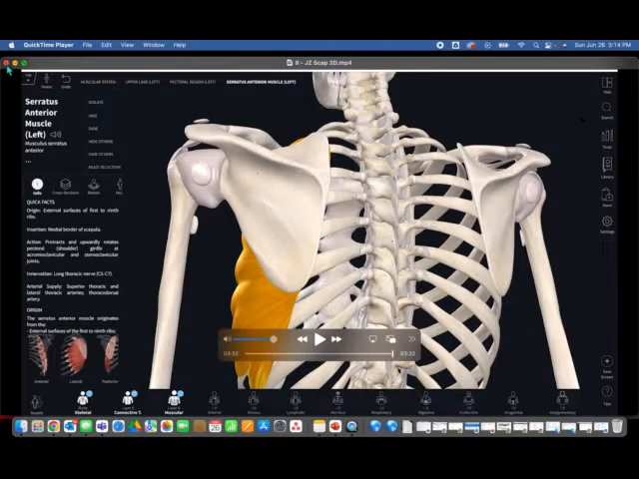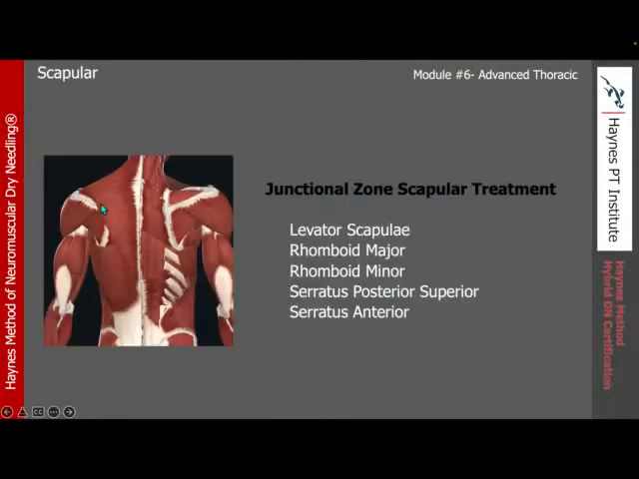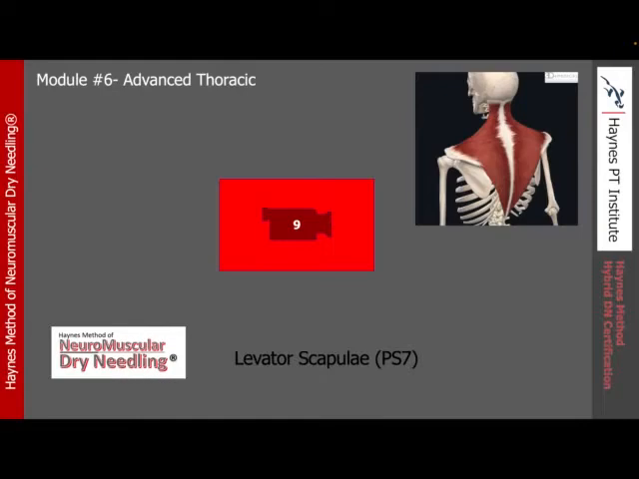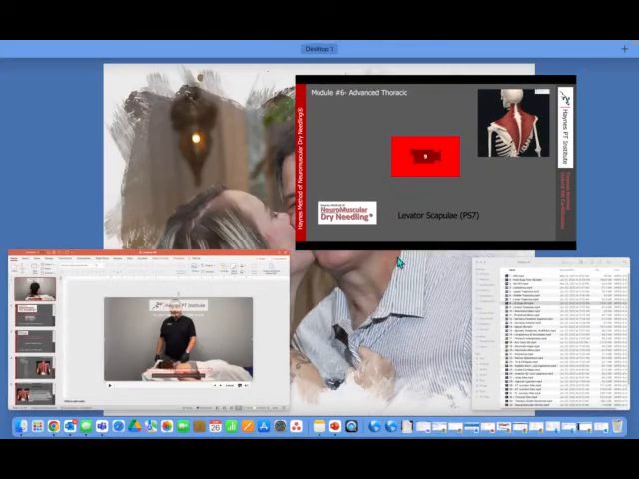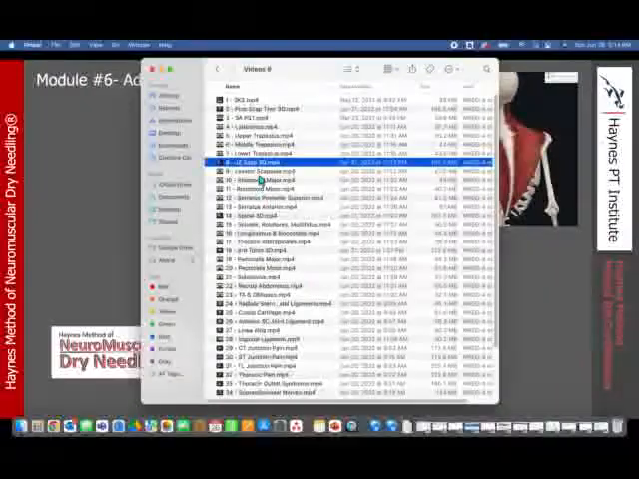All right. So let's move into our treatment of levator, the rhomboids, and then the 2 serratus. So let's move into first here, levator.